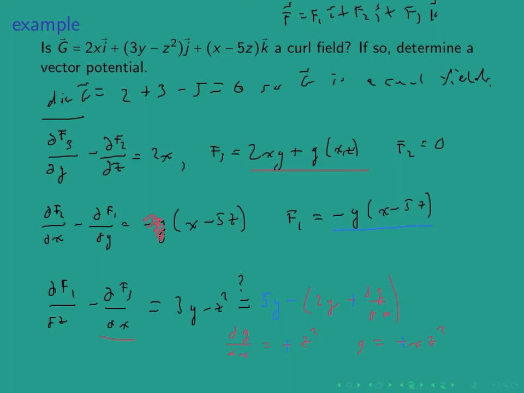Okay, so here's what I get. I take that g, and I go back here, and I modify f3. f3 is 2xy, plus I now know what g is. g is xz squared. So I've got all the pieces. I've got f3, I've got f2 is simply 0, and I have f1 is minus y times x minus 5z. If I take those three pieces and I plug them into f, that is the vector potential.